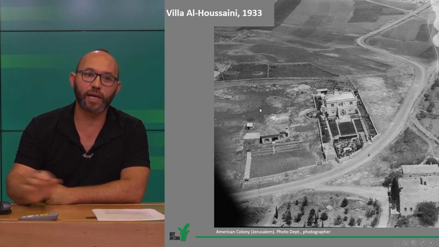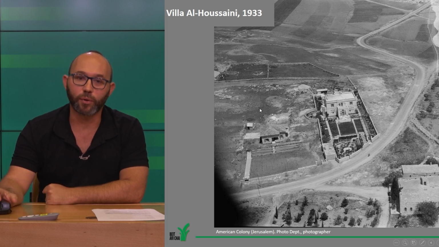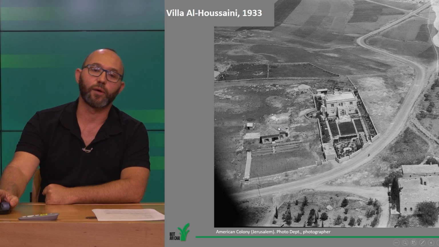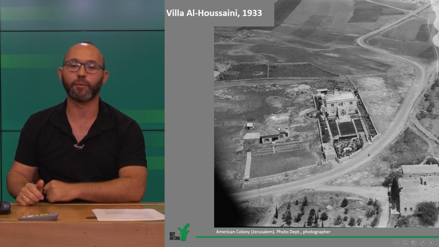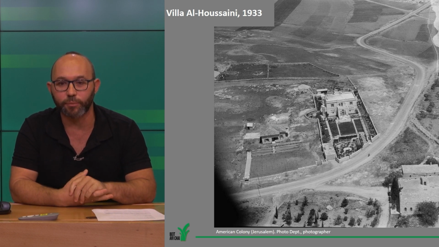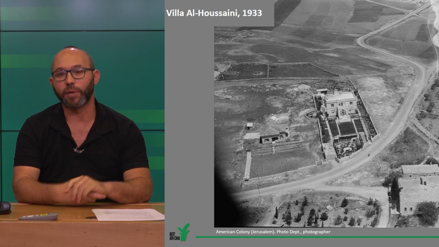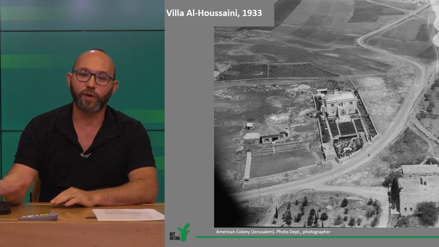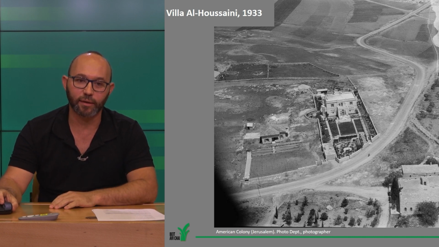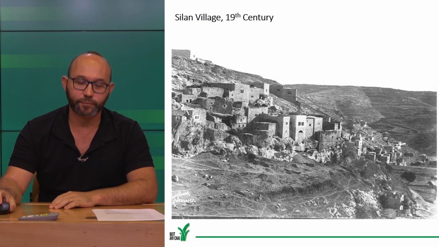A very famous villa is Al Husseini Villa on the road to Mount Scopus, which was a site of many parties and social gatherings during the British Mandate. But again, a typology of Arab expansion outside the city walls.